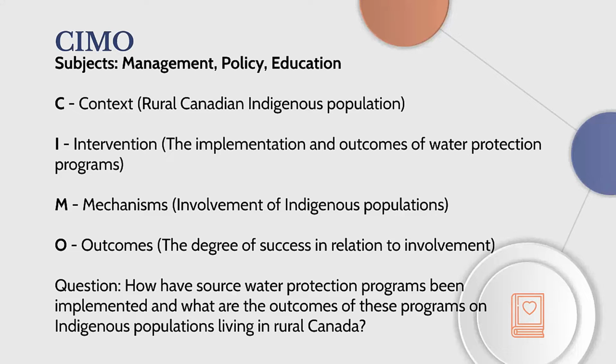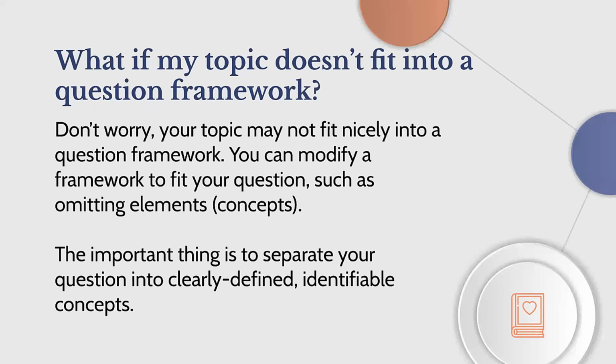And then if we've identified those 4 components, we have our question: how have source water protection programs been implemented, and what are the outcomes of these programs on Indigenous populations living in rural Canada? So that's just 3 question frameworks. There are many, many more, which you can access from the link on the previous slide.